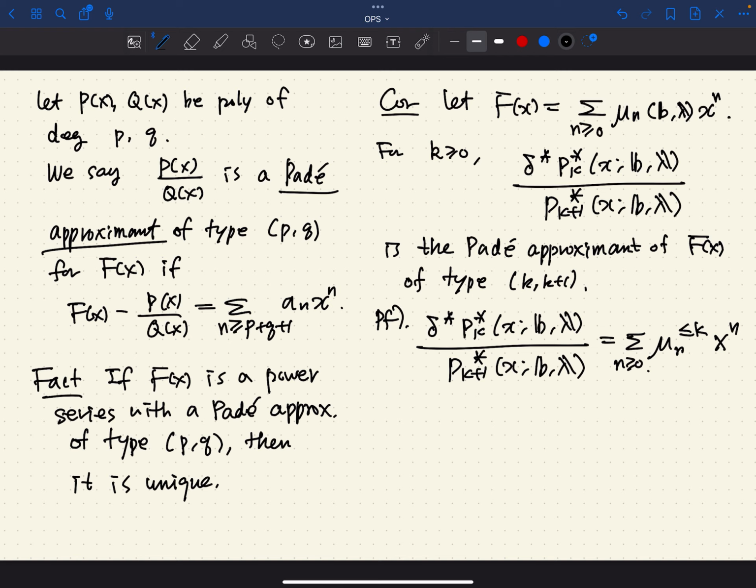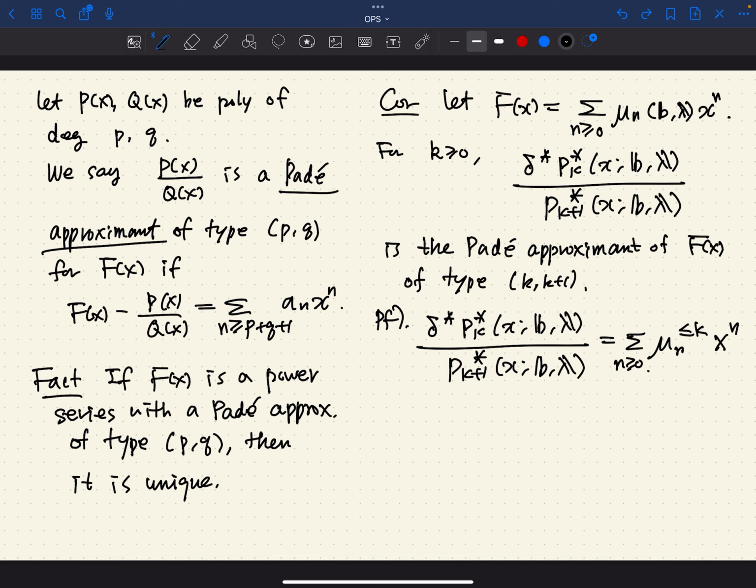Okay. Let's see if the statement is correct. So here we need to show that this minus this has lowest term greater than or equal to 2k plus 1. Okay? Or 2k plus 2. Yeah, because this plus 1.